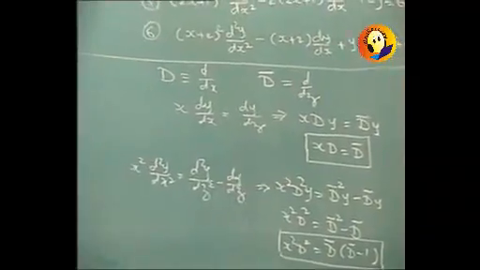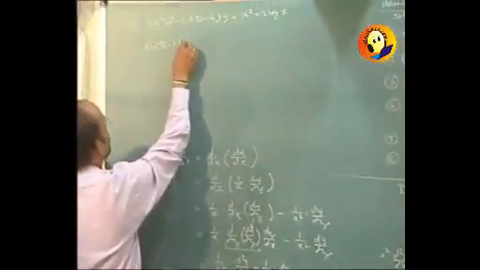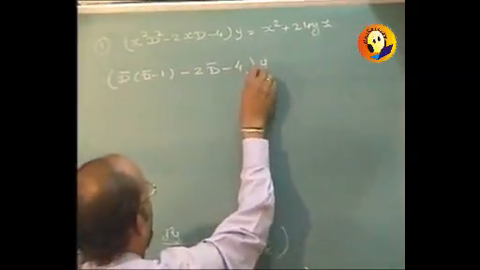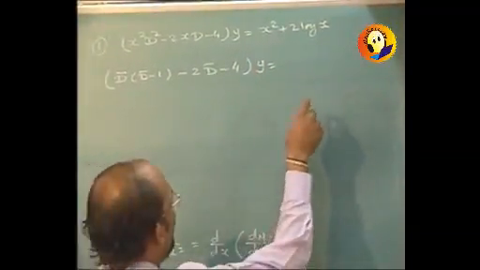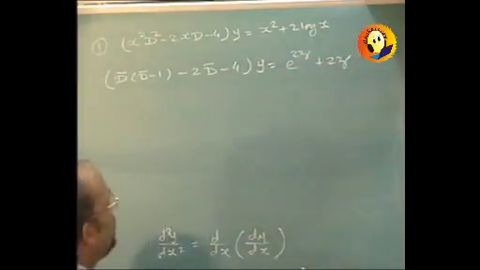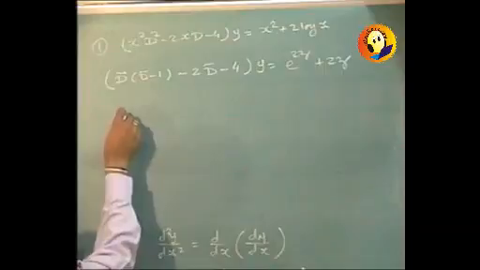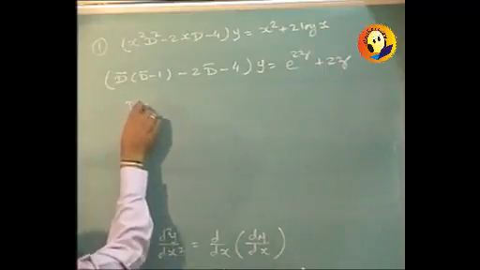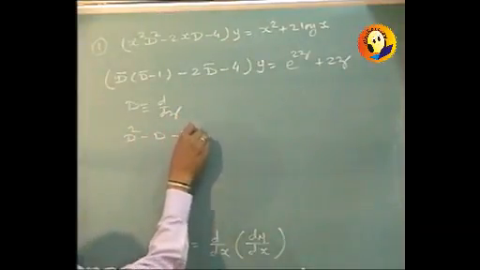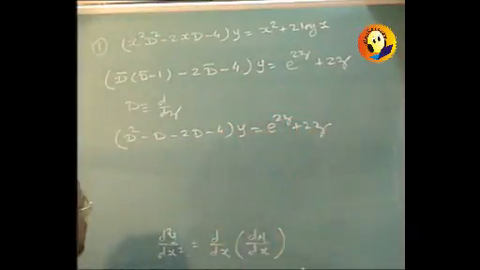So I will have to write x square D square as D bar into D bar minus 1 minus 2 D bar minus 4 operating on y equal to x square. Now x was e raised to z, so this will be e raised to 2z plus 2z, since log x is z. Now from henceforth, instead of writing D bar every time, I will use D only, but remember that D is nothing but d by dz in this case. So it will be D square minus D minus 2D minus 4, bracket complete, operating on y equal to e raised to 2z plus 2z.